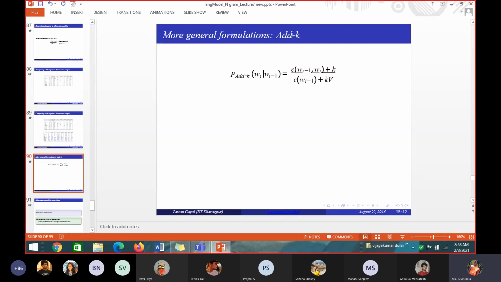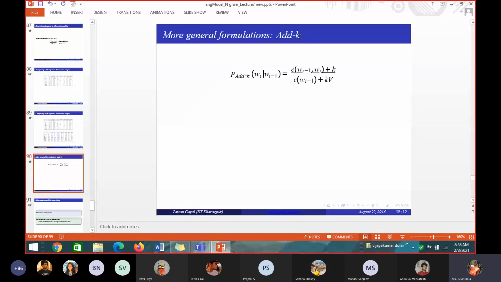So for add k estimation, the formula is C of Wi minus 1 comma Wi. Previously in add 1 estimation, what did I add? Plus 1, and in the denominator plus V. Here, in the generalized way, add k estimation means plus k. Instead of 1, I made it k, and here I have multiplied k into V. For example, if it is add 1 estimation, what do I substitute for k? 1. If I substitute 1, do I get the same formula which I showed you? Yes or no? This is the generalized formula.